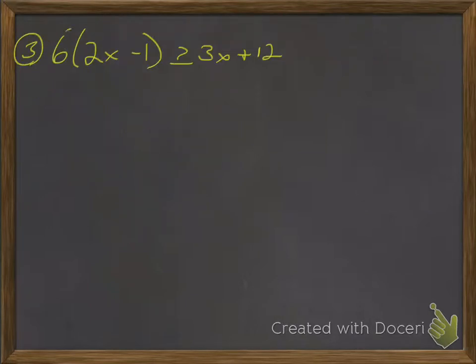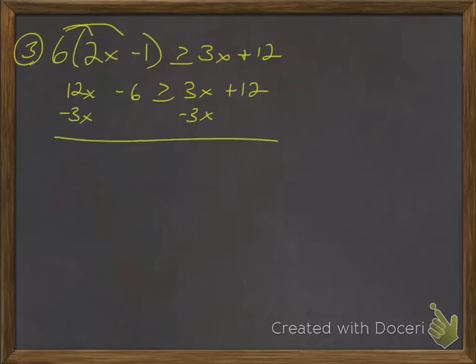So here's one. I'm distributing again, 6 times 2x is going to be 12x. 6 times -1 becomes -6, greater than or equal to 3x plus 12. When I subtract 3x, because I've got to combine my like terms, 9x minus 6 is greater than or equal to 12. I move the x's to the left side. I'm going to add 6. 9x is greater than or equal to 18.